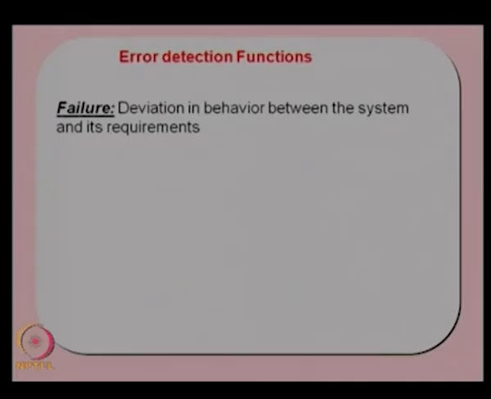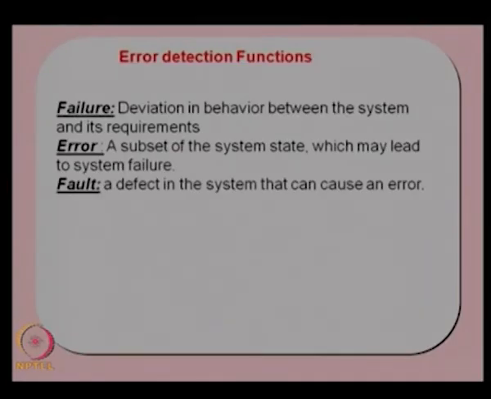A failure in a system is defined as a deviation in behavior between the system and its requirements. So, every system has got some requirement identified by the users or the stakeholders. So, whenever we are not able to provide this requirement, then it is known as a failure of the system. So, any deviation in behavior between the system and its requirements is known as a failure.